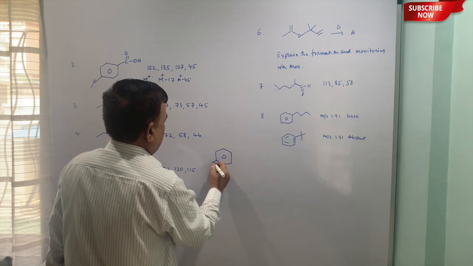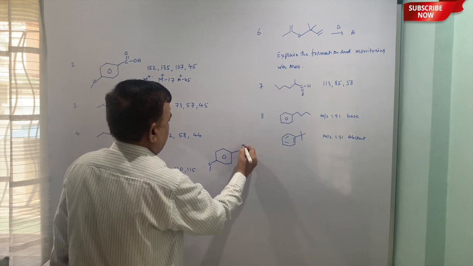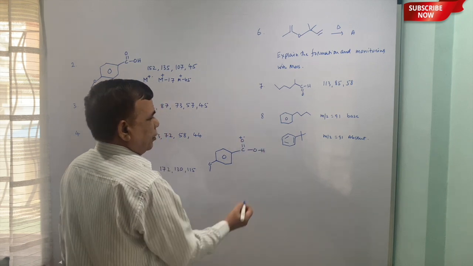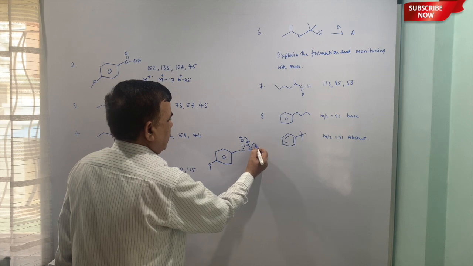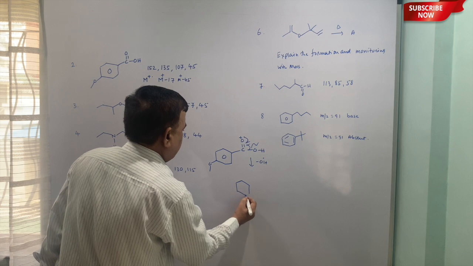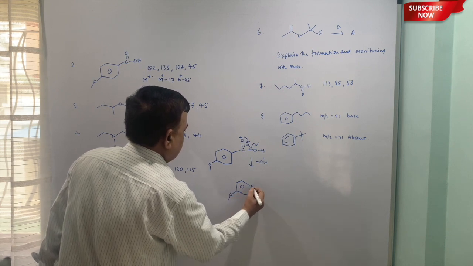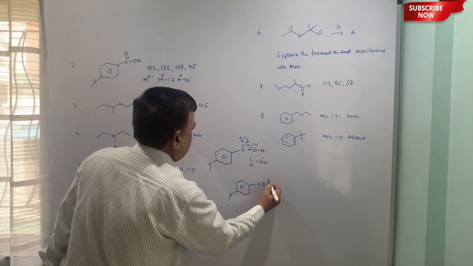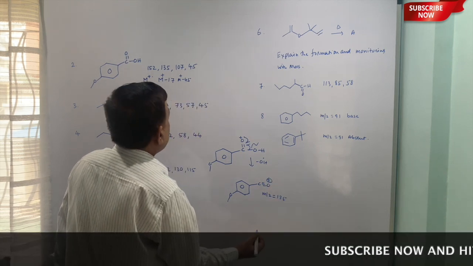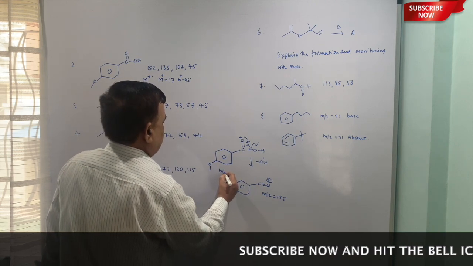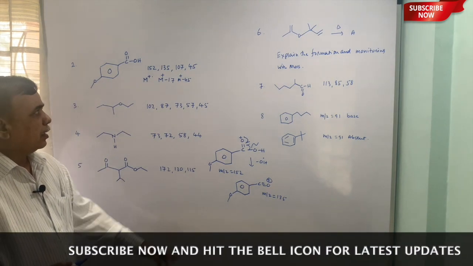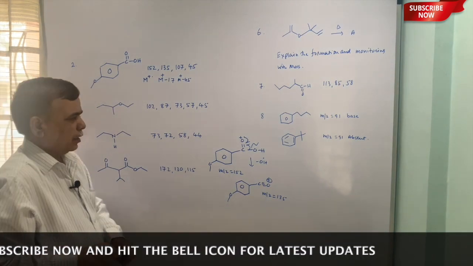So let me put it this way, COOH, this is 152, and the next step is loss of OH radical. So you get the immediate peak, that is m/z equal to 135. This is m/z equal to 152. So loss of 17, that is hydroxyl radical, can give you 135.